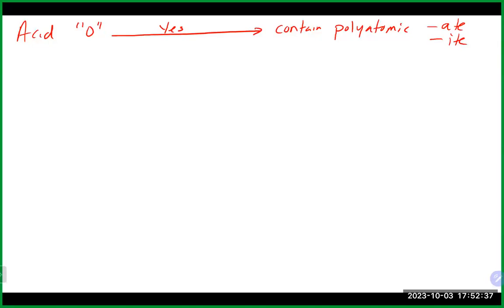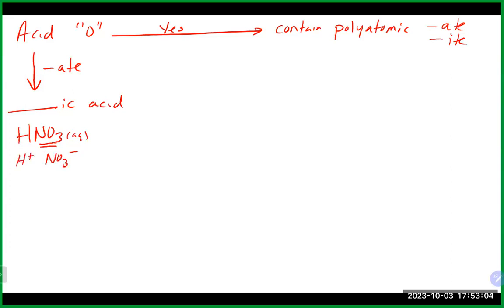So if you have an acid which has a polyatomic ion that ends in ate, the acid name will be something-ic acid. For example, HNO3. NO3 is NO3-, and obviously H+ is the acid cation part here. NO3- is nitrate, so this would be nitric acid.